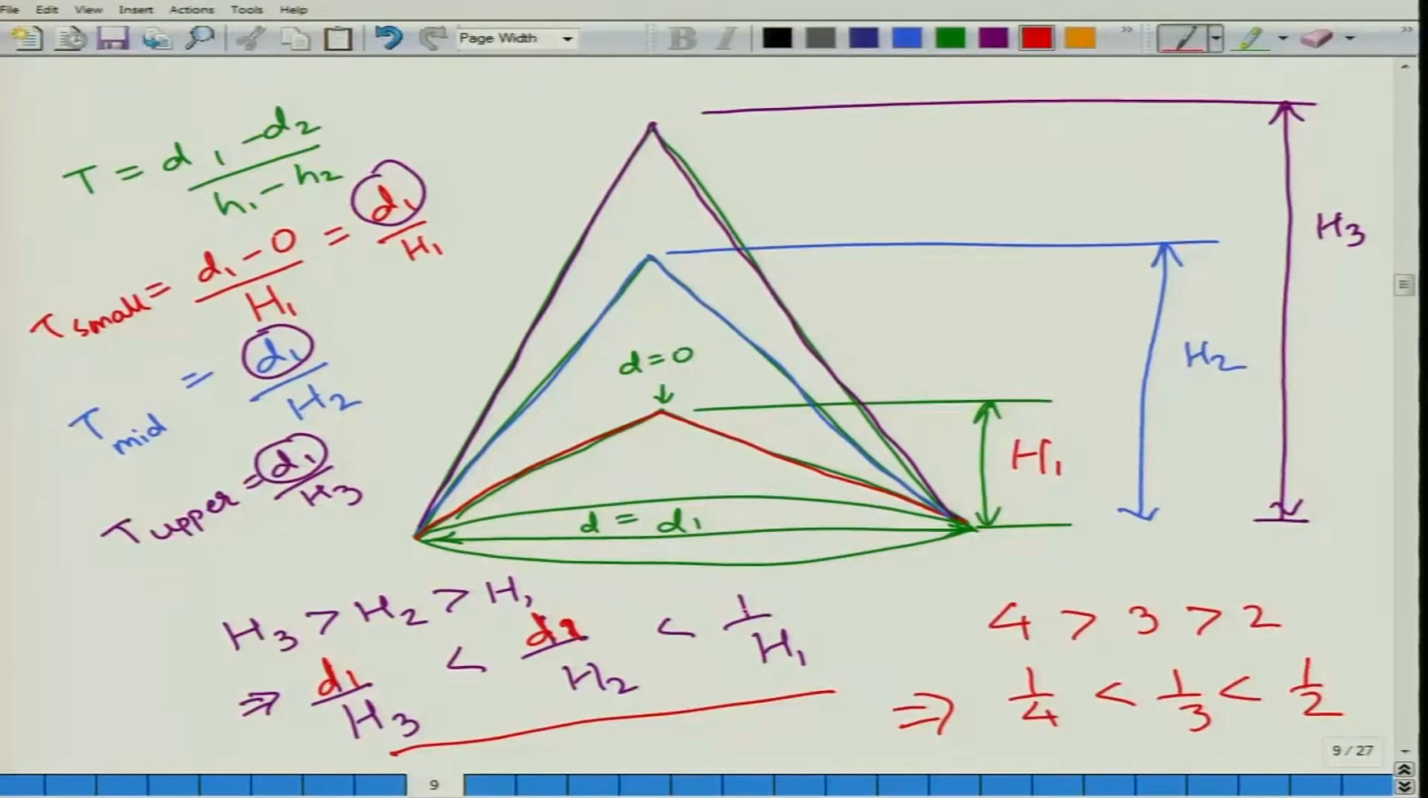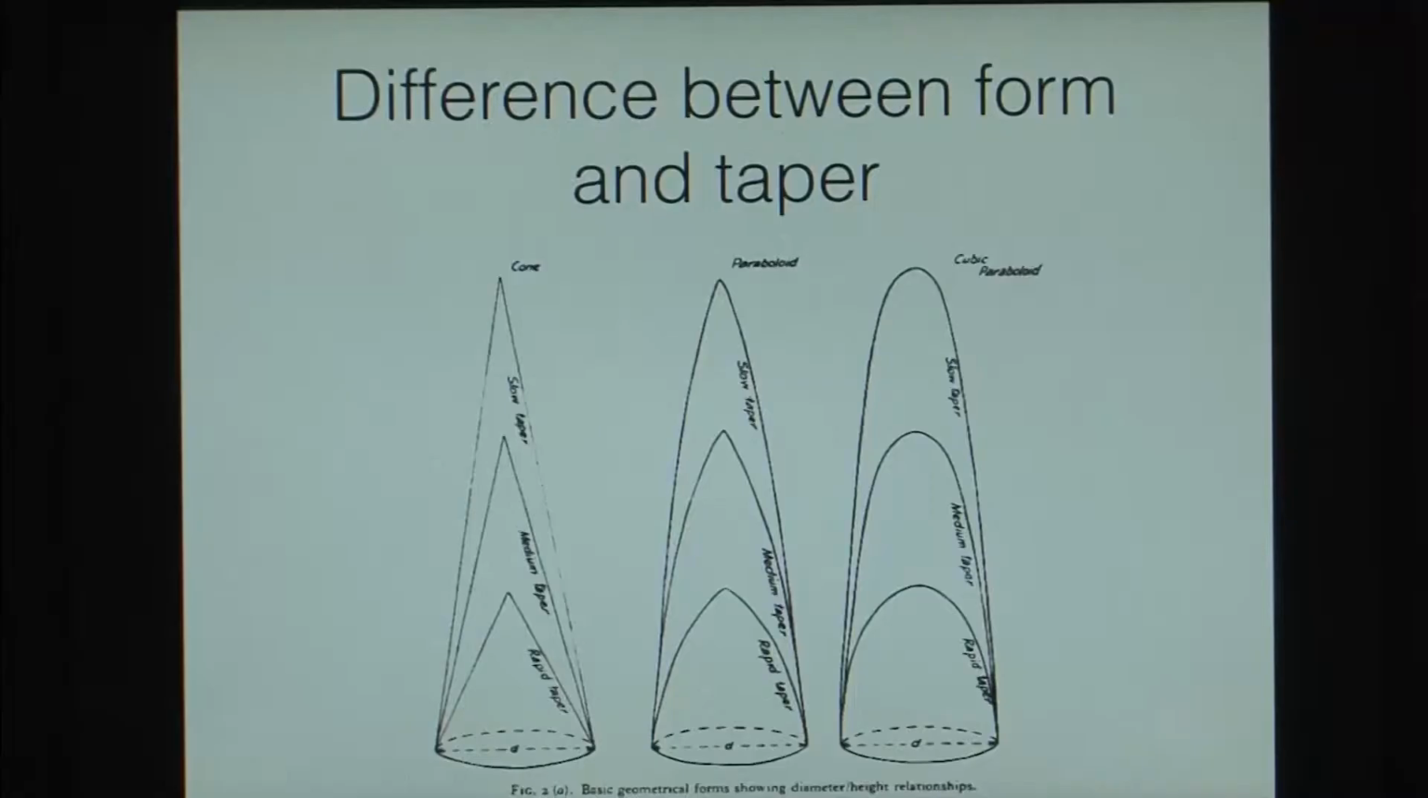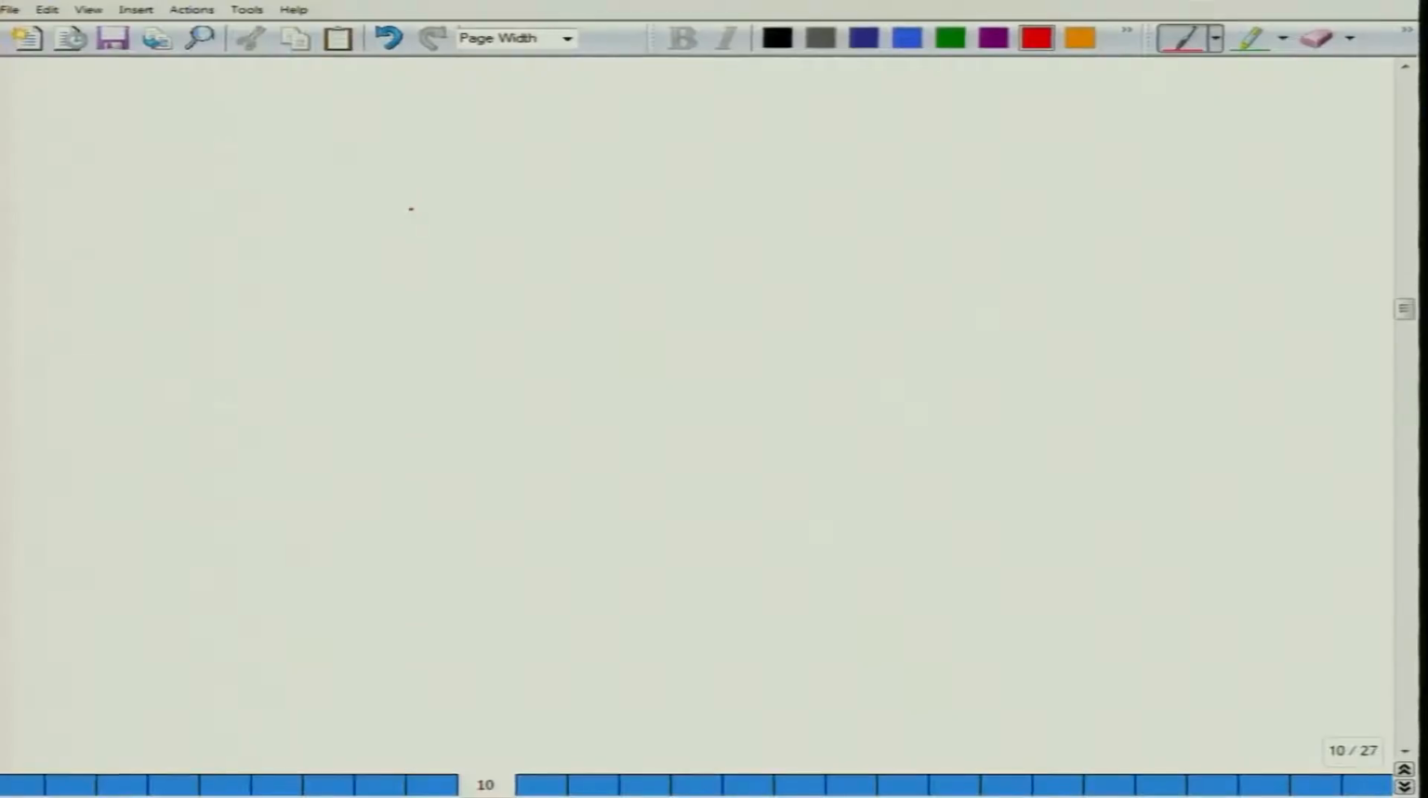d1 by h2 is less than d1 by h1, which would mean now d1 by h3 is your taper of the upper cone is less than taper of the middle cone is less than taper of the smallest cone or the lowermost cone. So, the taper of this outer cone is the smallest. So, now in this figure we are seeing three different tapers for the same form. Alternatively, we could also have 3 different forms with the same taper.